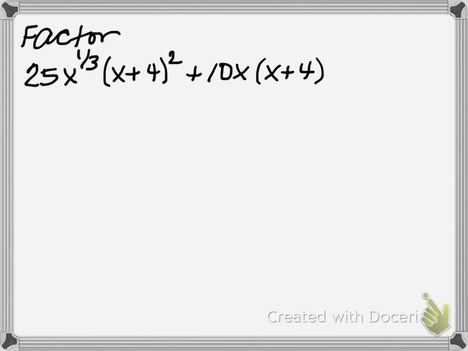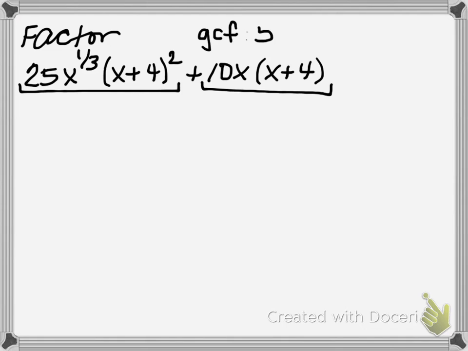Here's our second complicated factoring problem. Again, this is an expression that has two separate terms. Those terms are separated by that addition, and we need to start by determining our greatest common factor. So we have 25 and 10. The GCF between 25 and 10 is 5.